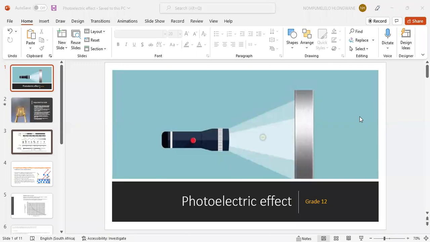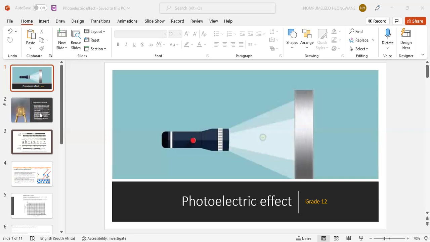Hi everyone. So we're going to do the photoelectric effect, which is a great off topic. We're just going to cover brief information about it, not a lot, and then do two examples of typical exam questions that you might expect for your tests and exams. So what is the photoelectric effect?